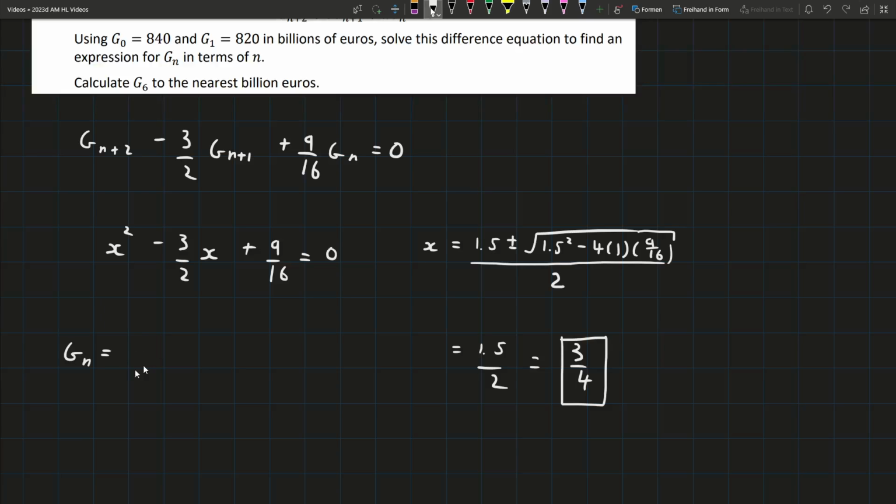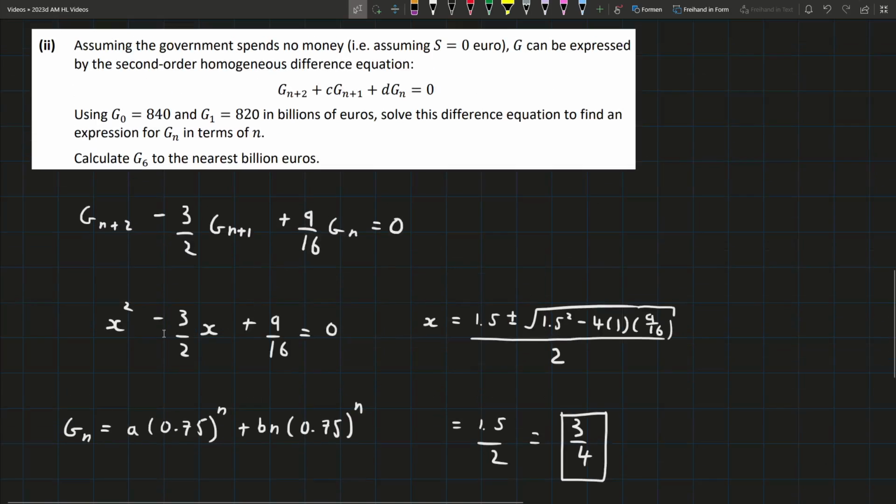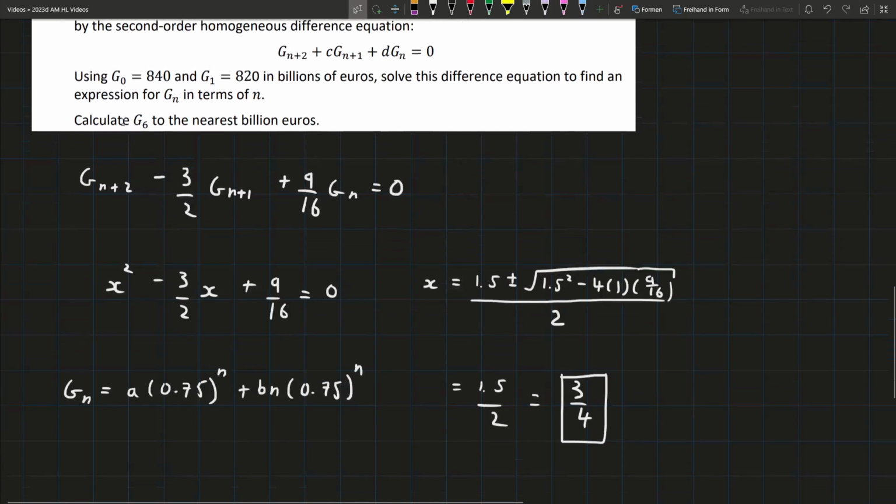So that means our solution will be in the form a times 3 over 4. Sorry, I should put that on the whole thing. We might say 0.75 for now, just to make it neater. 0.75 to the power of n plus bn times 0.75 to the power of n. We have to put that n there because it's a repeated root. Otherwise, we'd be able to combine these terms, and it's not actually second order then. I might make a video about that in more depth, just because I think it's not explained super well in the book. Then we just need to find a and b using these equations here.